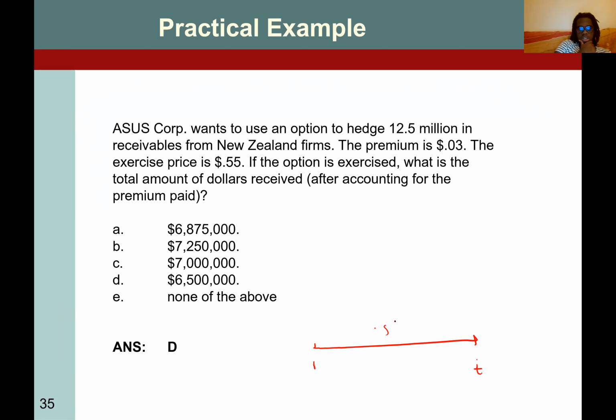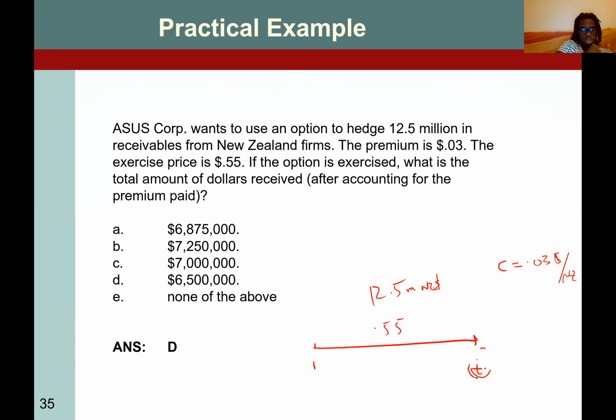Exercise price 0.55. Reference point is 12.5 million New Zealand dollar. And the premium, you say New Zealand dollar, so you have to convert, right, in dollar, so you have premium $0.03. So at the end of the time period, if you want to exercise, how much dollar do you receive?